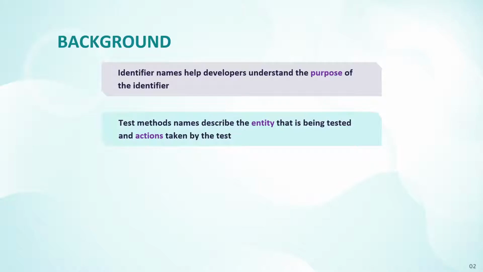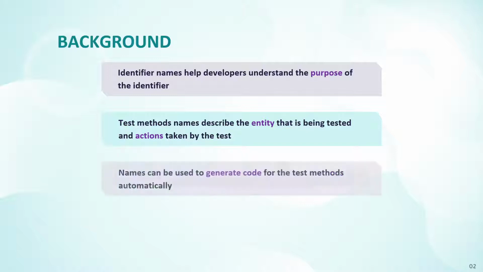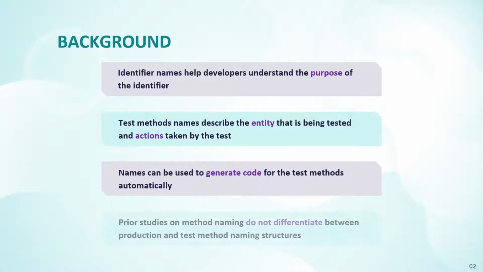Identifier names are essential to program comprehension, as they communicate the behavior of the code to the developer. The test method name conveys the entity under test and the actions performed on the entity. In terms of applicability, names can be used to auto-generate code for the methods. And finally, prior studies on method names do not differentiate between test and production methods.